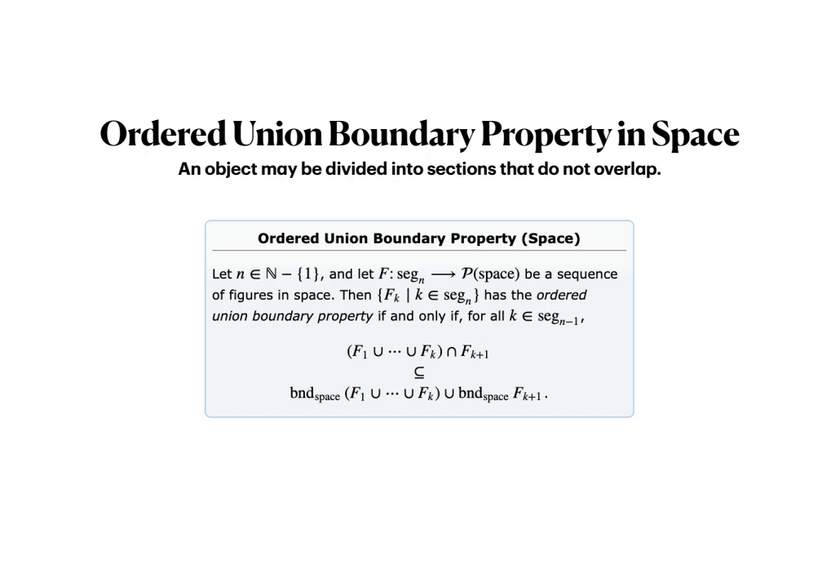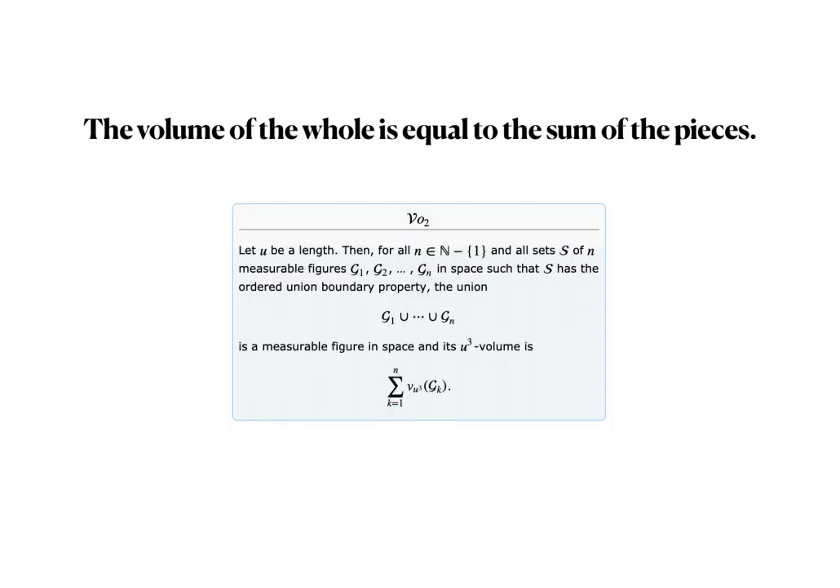We can talk about the ordered union boundary property in space, just like in the plane. And all this says is an object may be divided into sections that do not overlap. And by doing so, we're going to be able to find volumes by breaking up our solids into pieces. VO2 says the volume of the whole is equal to the sum of the pieces. So we're going to use the ordered union boundary property with this property that just says in order to find the union of solids, I just add up their volumes.